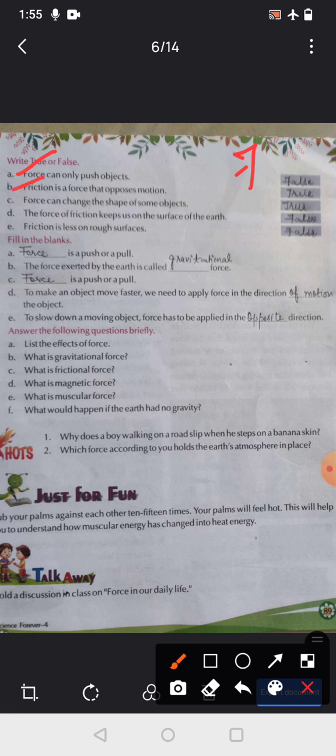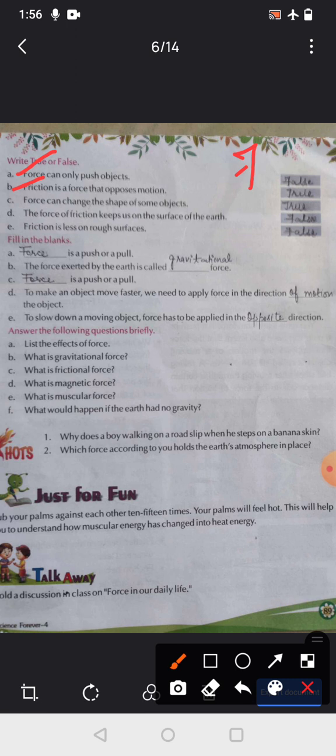B, friction is a force that opposes motion. Yes, this one is true. Number C, force can change the shape of some object. Yes, true. We have discussed with the example of toothpaste also, right?